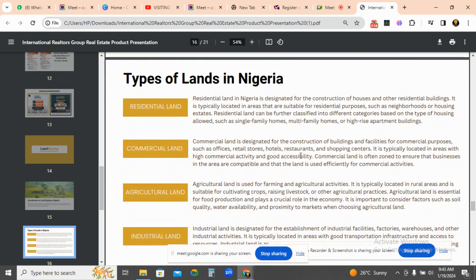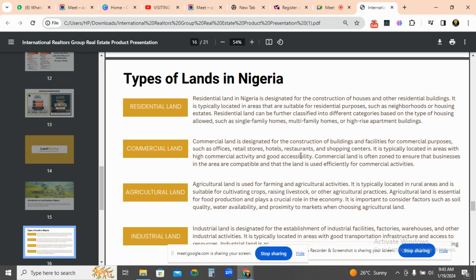So number one we want to talk about is the types of land. What are the types of land in Nigeria? Basically there are four types of land. The first type of land is called residential land. So what is residential land? Residential land is land that has been designated and separated by the government for the construction of houses and other residential buildings that people will live in. Please take note, live in.